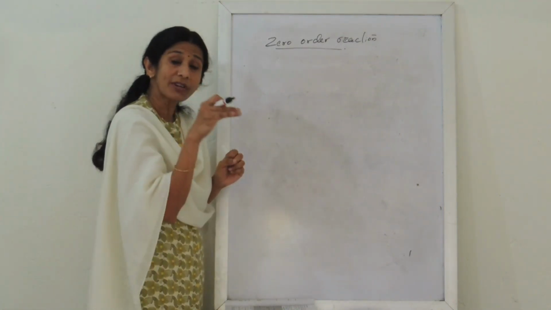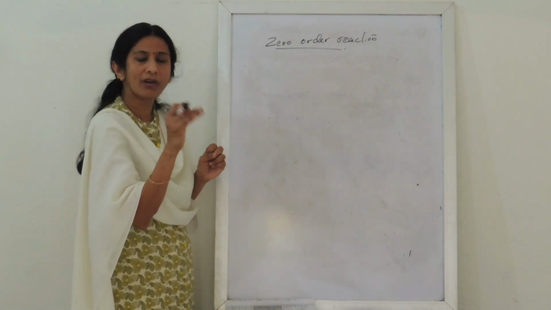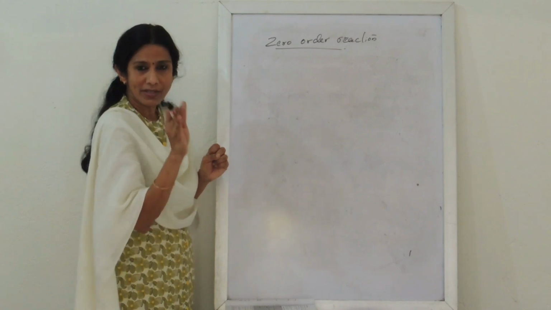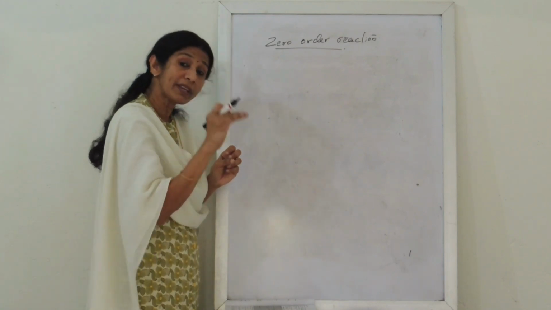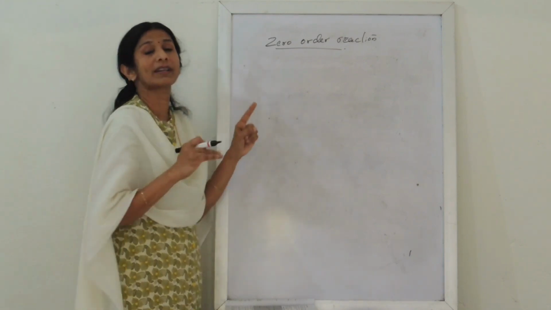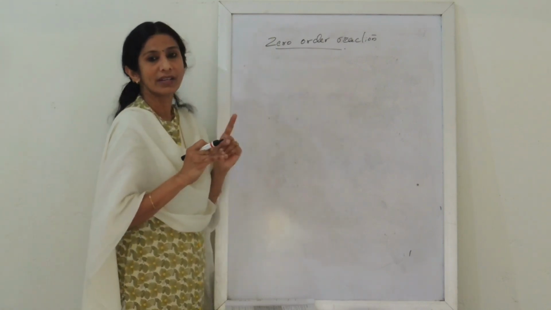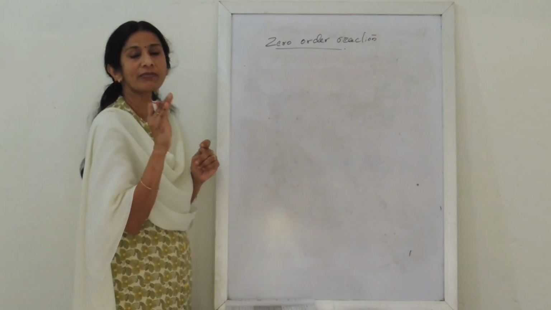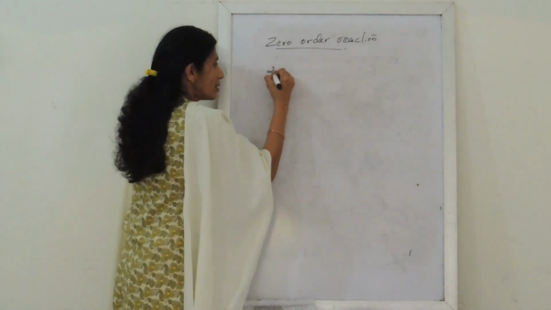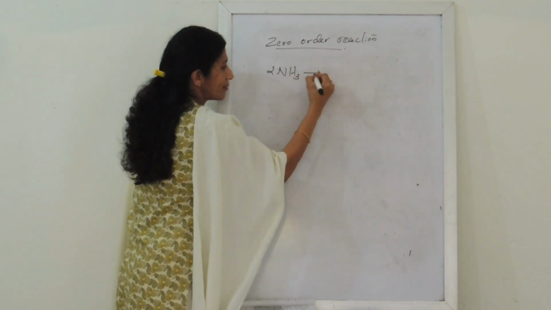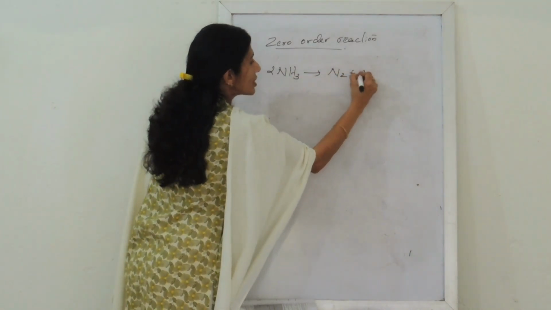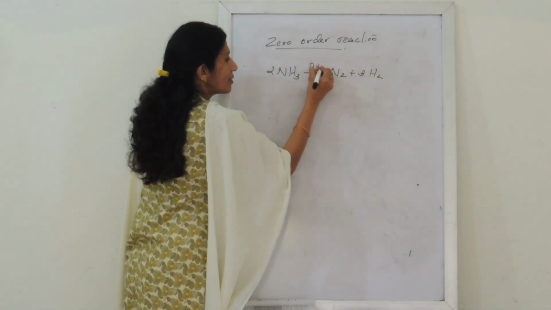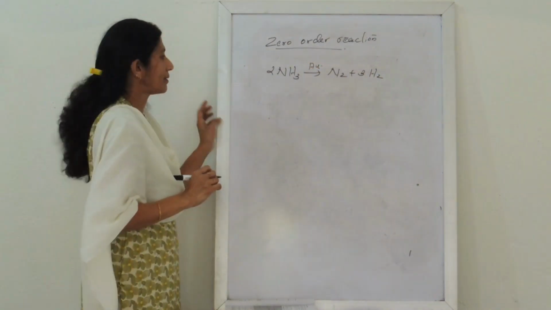Rather, the rate of a reaction is independent of the concentration of the reactant. Reactantന്റെ concentration rate depend ചെയ്യുന്നില്ലെങ്കിൽ അത്തരത്തിലുള്ള റിയാക്ഷനെയാണ് പറയാ zero order reaction. For example, the decomposition of ammonia at the surface of gold. That is, 2NH3 gives N2 plus 3H2 in presence of gold at the surface of gold.